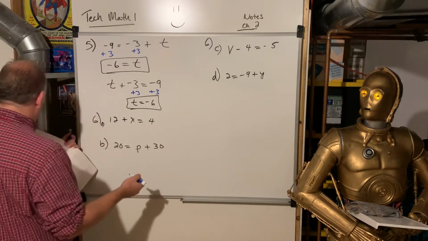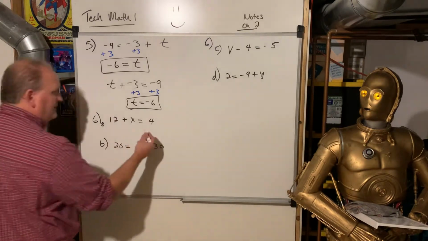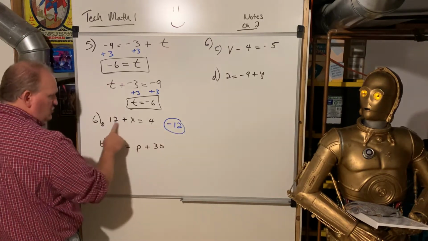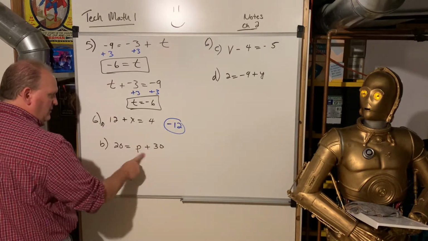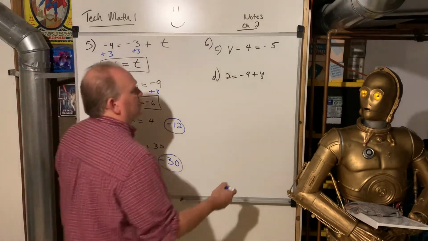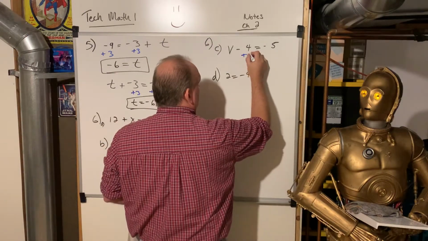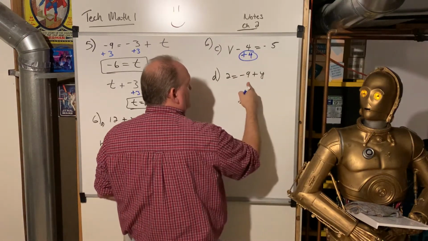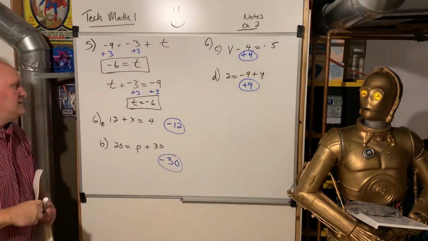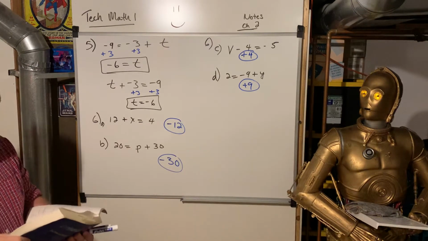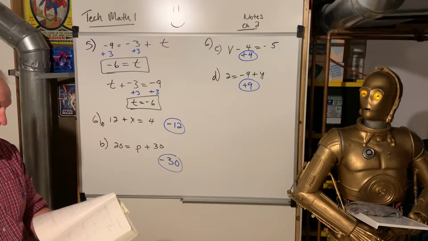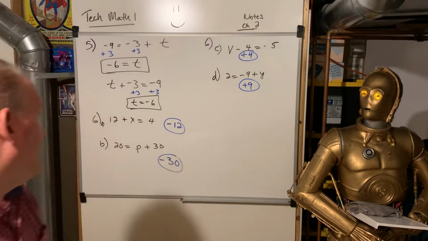In this case, we would add negative 12, or you could think of it as subtracting 12 from both sides. This one, we would add a negative 30 to both sides. This one, we would add 4 to both sides. And this one, we would add 9 to both sides. They just wanted us to tell us how to solve it, not actually solve it. So that was just the how-to.